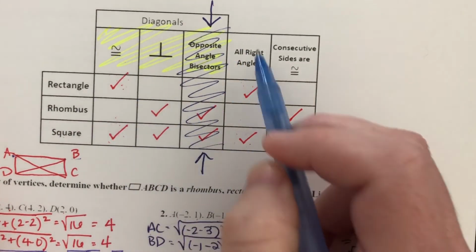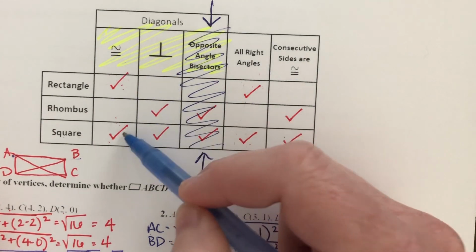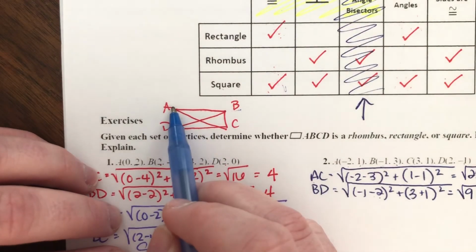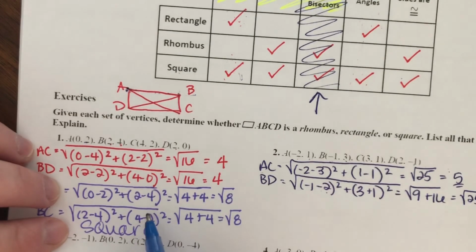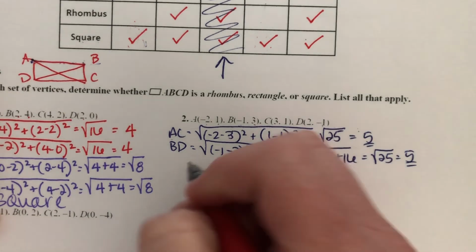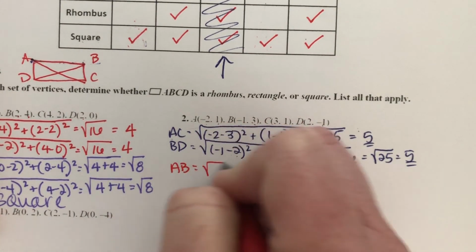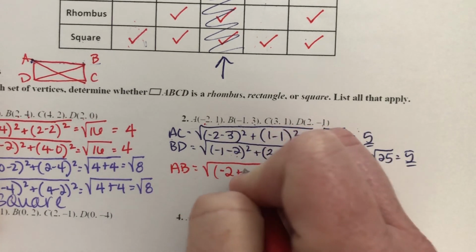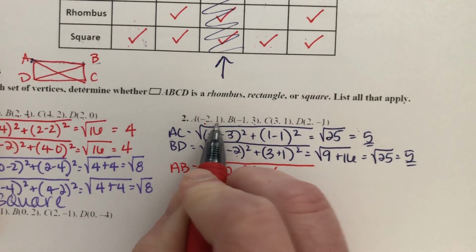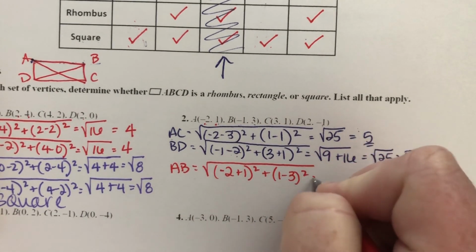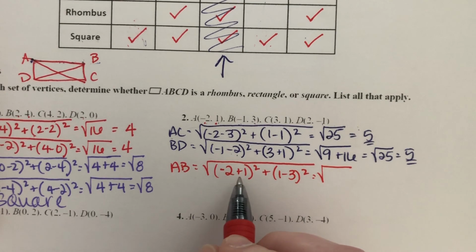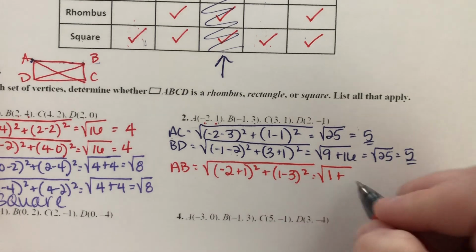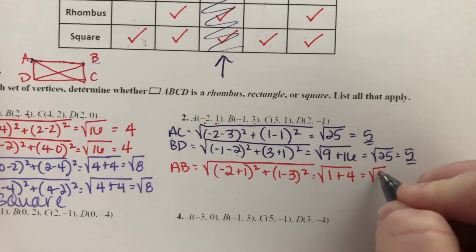So I can measure this, this, this, or this. I'm picking this. I've already said this is true. Going here. So consecutive sides are congruent. I'm going to measure the length of AB and the length of BC, just like I did here in number 1. So the length of AB, again, distance formula, x minus x, negative 2 minus negative 1 squared. Y minus y, 1 minus 3 squared. Negative 2 plus 1 is negative 1. Negative 1 squared is 1. 1 minus 3 is negative 2. Negative 2 squared is 4. So I get square root of 5.